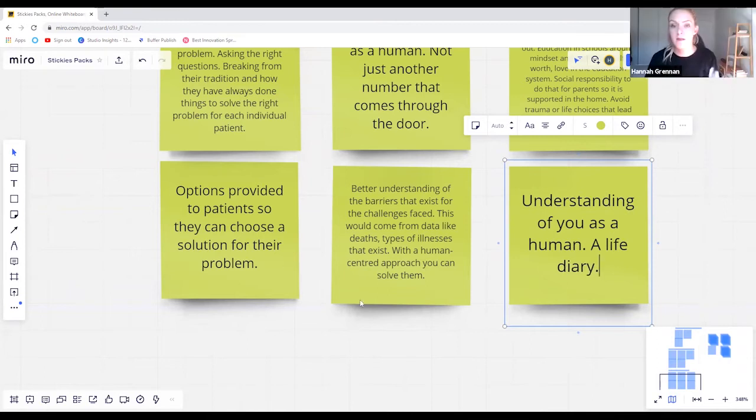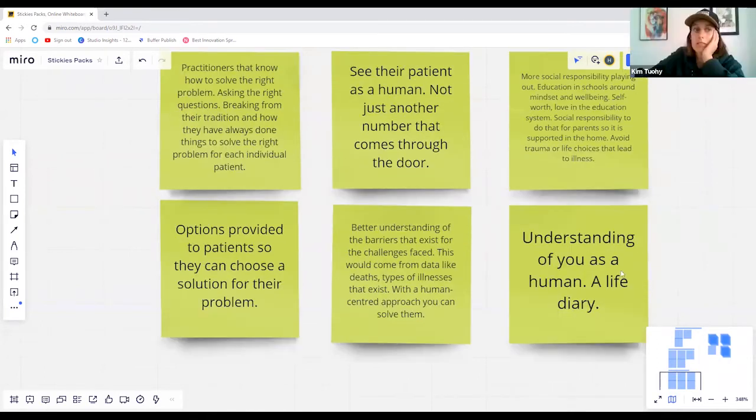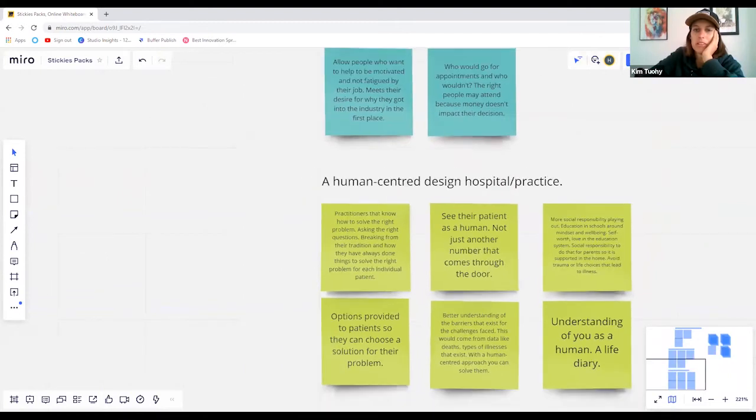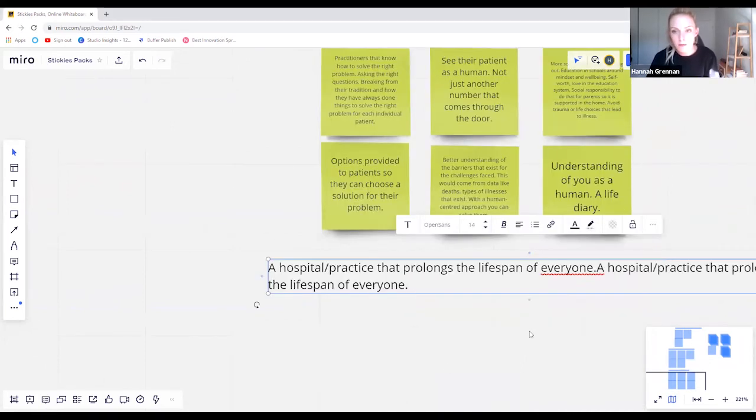Anything else for this one? No, I think it's broad enough, probably for the demonstration of your activity. Cool. All right, let's do one more, I think.